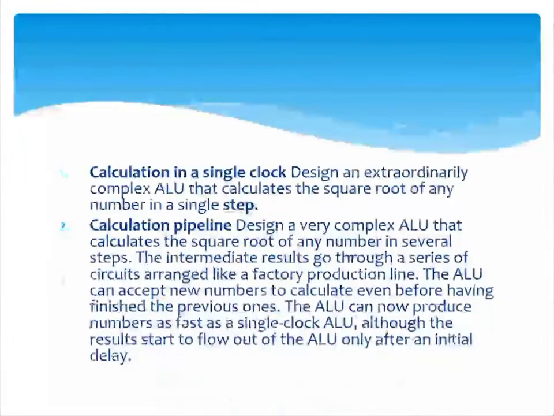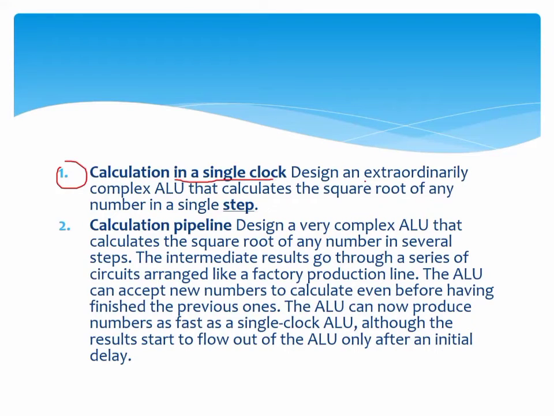So guys, see these points. Number one is calculation in a single clock: design an extraordinarily complex ALU that calculates the square root of any number in a single step. The second one is calculation with a pipeline: design a very complex ALU that calculates the square root of any number in several steps. The intermediate results go through a series of circuits arranged like a factory production line. The ALU can accept new numbers to calculate even before having finished the previous ones, so it can now produce numbers as fast as a single-clock ALU, although the results start to flow out of the ALU only after an initial delay.